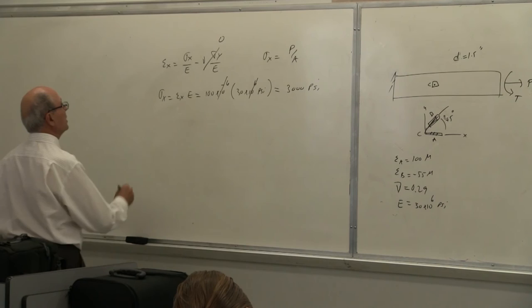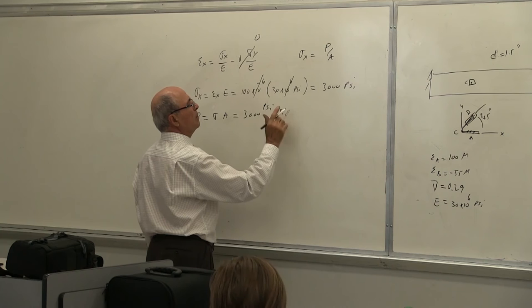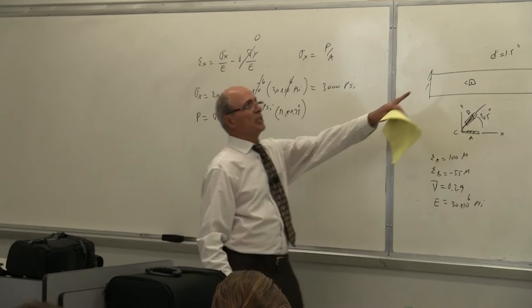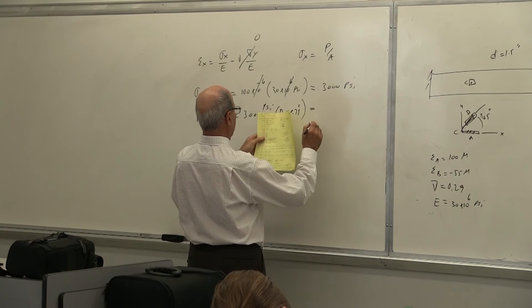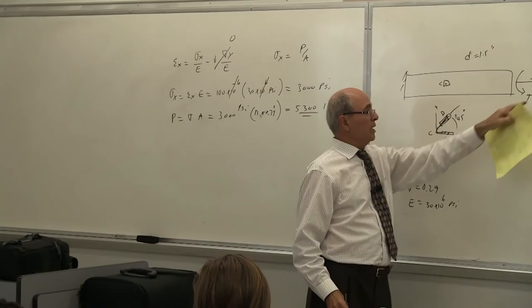So therefore, you calculate the P equal to sigma times the area, and sigma is 3,000 psi, and the area is pi times radius squared, which is 0.75 squared. You can calculate that one because the diameter was given. This is a circular shaft, and you calculate the P to be equal to 5,299 or 5,300 pounds. So for 5,300 pound loading here, epsilon A will be reading that 100 micro. Is that correct or not?